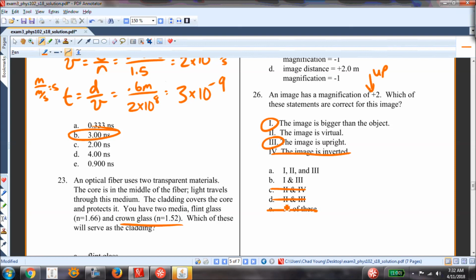So what about number 2? Is the image virtual? Well, let me remind you, magnification is negative q divided by p. In order for this to be positive, q has to be negative. Our object distance will always be positive, at least in one lens or one mirror system. So p is always positive, except for some special cases, which we'll see later. So if q is negative, for magnification to be positive, then the image is also virtual. So A is the right answer for 26.